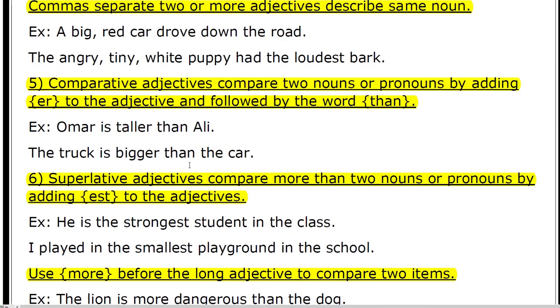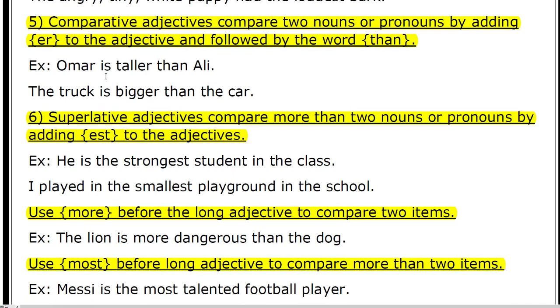Okay, number 5, we have the comparative adjectives that compare two nouns or pronouns by adding er to the adjective and followed by the word than. Example, Omar is taller than Ali. So, comparative adjective, we added er to the adjective tall and followed by the word than. Another one, the truck is bigger than the car. The adjective is big. We added er, then the word than.